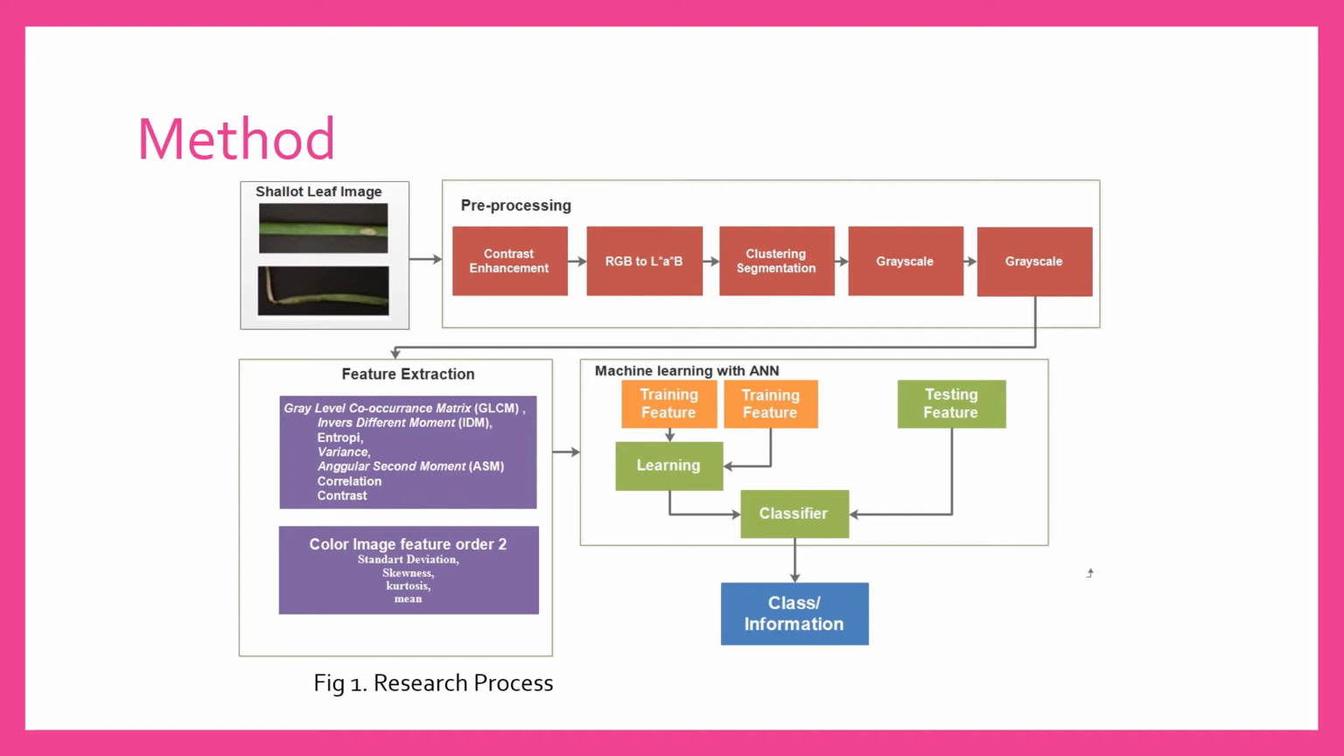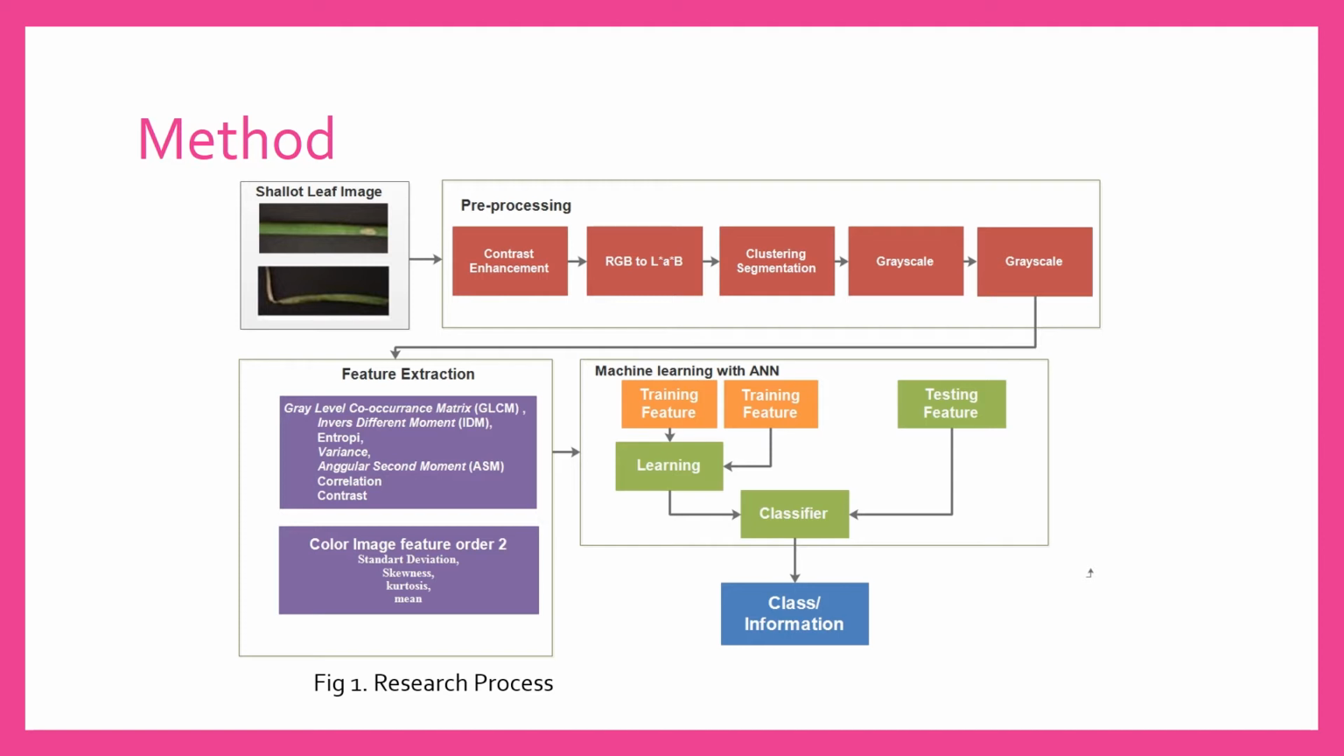The analysis will be used in the design and manufacture of this image processing application as a classification of leaf diseases using artificial neural network. From Figure 1, the flow of this system starts from the input image data that has been taken previously. Then it will be processed at the pre-processing stage, namely improving image contrast, converting sRGB to Lab, segmenting using clustering, grayscale images, and binary images. The next step is extraction of features, namely color features and texture features.